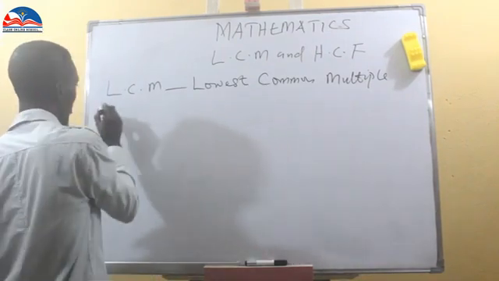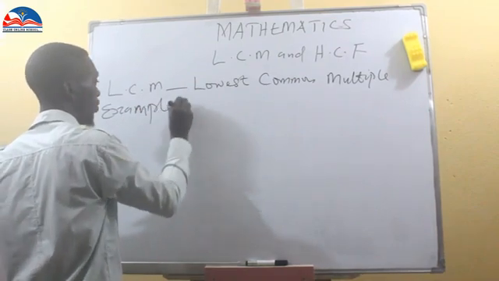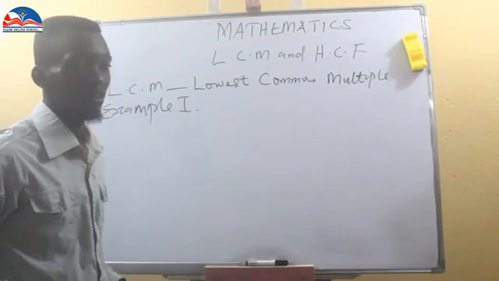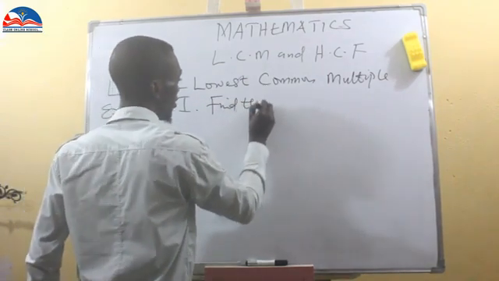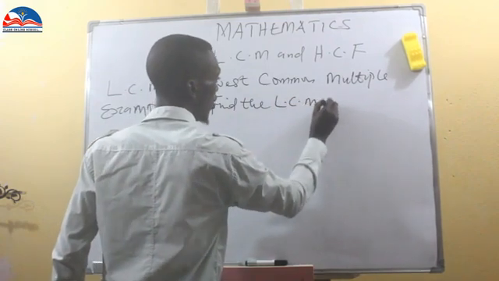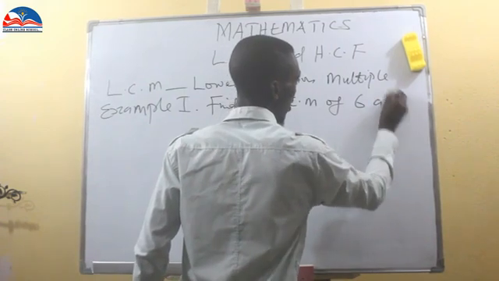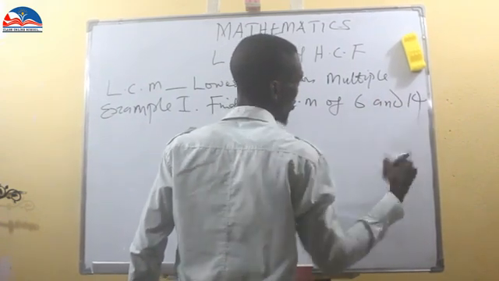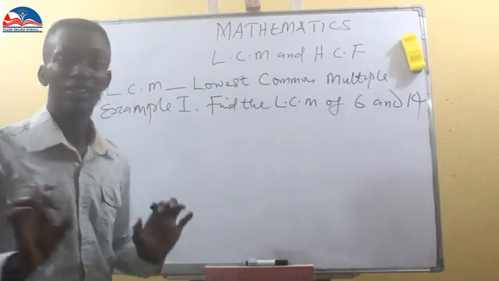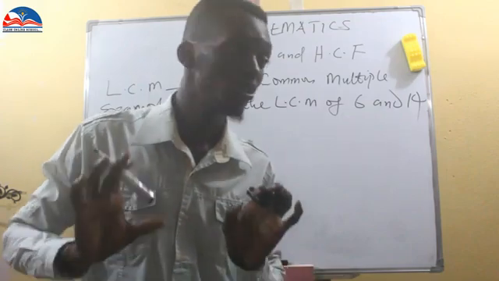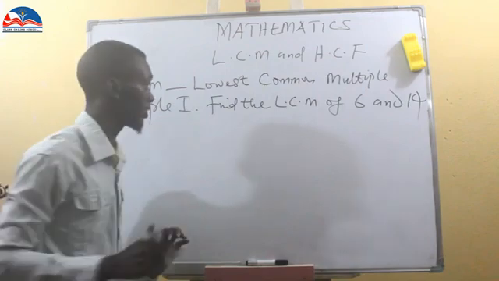If you have, for instance, example 1: find the LCM of 6 and 14. These are two numbers. So look at my procedure so you can be able to redo it at any time.